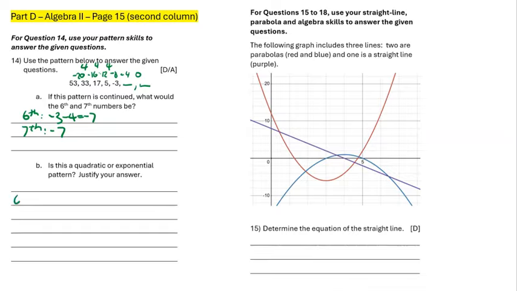So our pattern has the same second difference of plus 4. This tells us it is a quadratic.